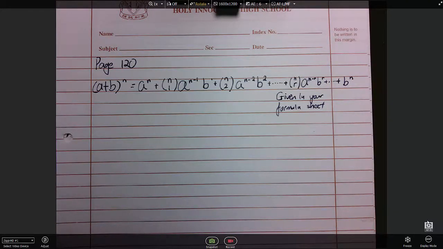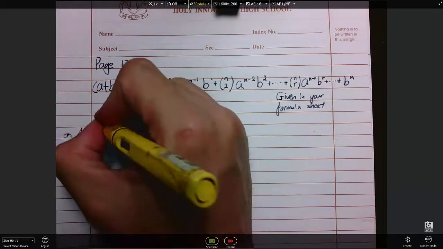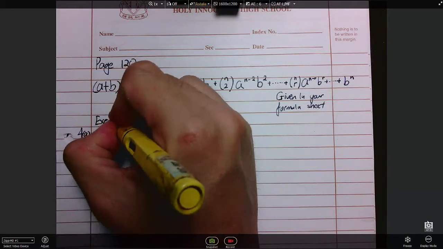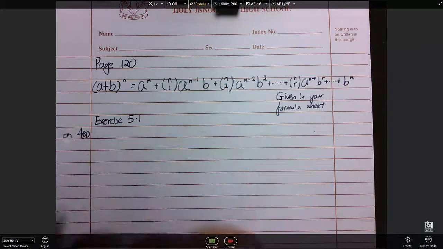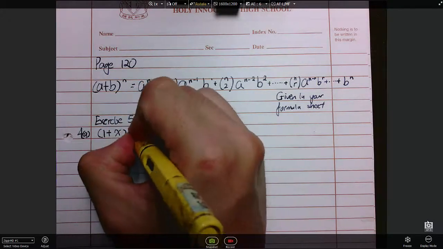Today I'll present to you two questions. And the two questions are 4a and 4d first. So let's start with 4a of exercise 5.1. 4a. If you notice, they say expand the first four terms of the expansion (1 + x) to the power of 10. (1 + x) to the power of 10.